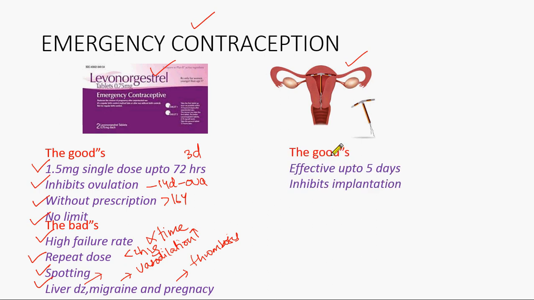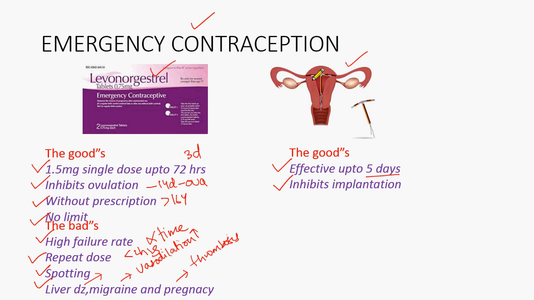Next, we have copper T. Copper T has an advantage of long-term contraception when compared to levonorgestrel. It can be effective up to 5 days. The way it acts is it inhibits implantation. Levonorgestrel inhibits fertilization. This inhibits implantation because it forms a barrier at the endometrium of the fundus, which is a normal site of implantation, and therefore no attachment.